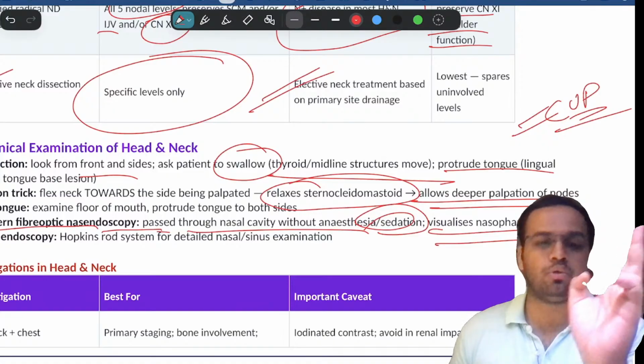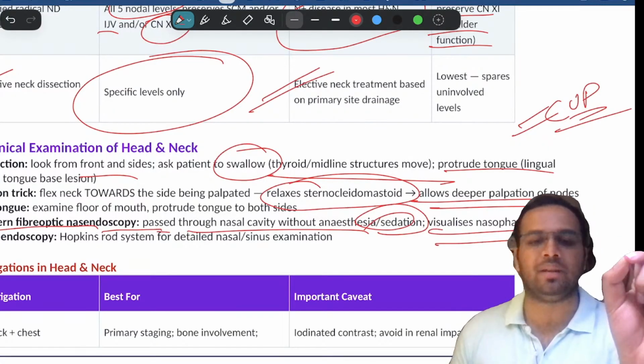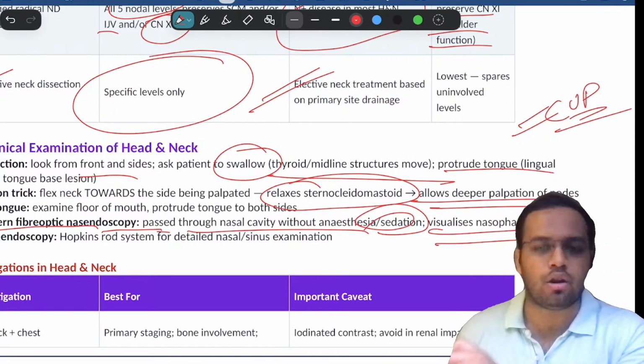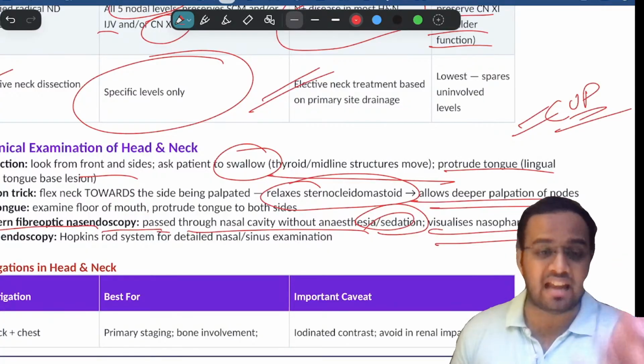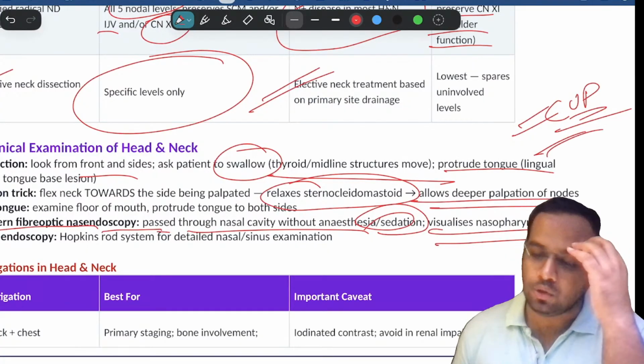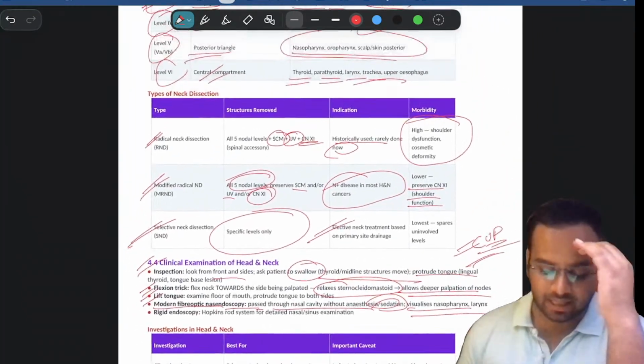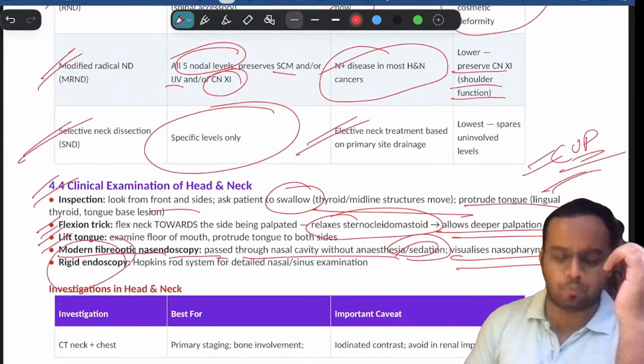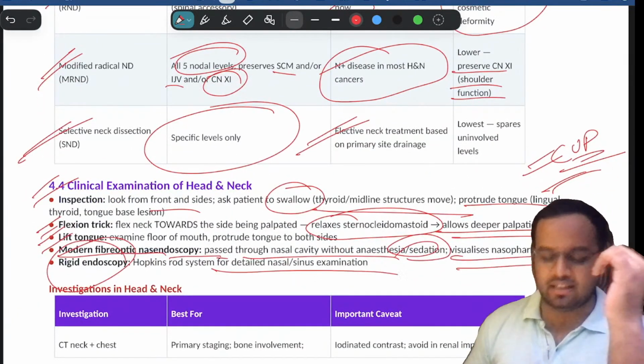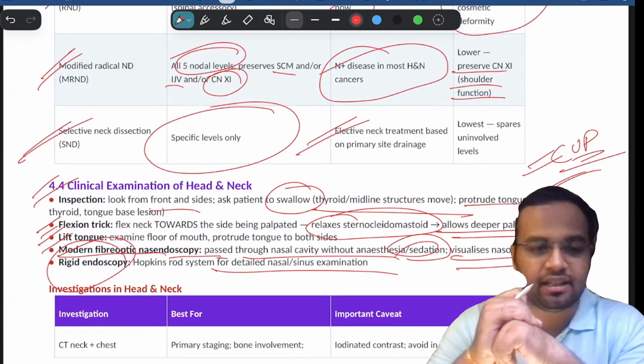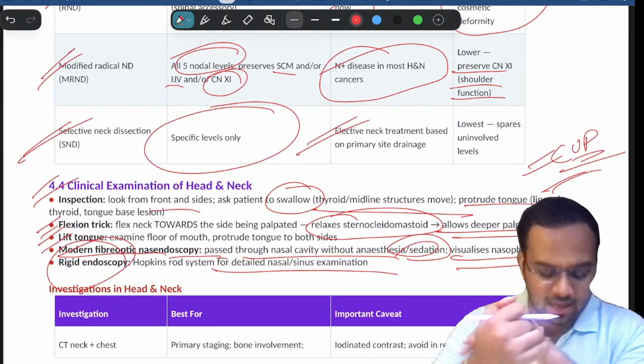Whenever you do these 3 scopies and all 3 are negative, and along with that there is no lesion on the MRI or CT scan, then you are going to label the patient as CUP, that is, carcinoma of unknown primary. A rigid endoscope was previously used, but it needs anesthesia. So I hope it is very much clear.